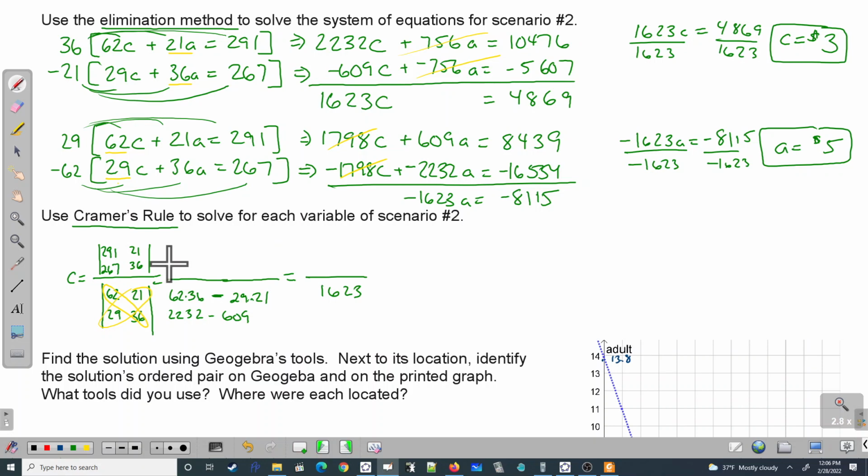Up here, you'll take 291 times 36, the upper left to the bottom right diagonal. You'll multiply. You know what? Let me put parentheses around these because I have a feeling people will think those are decimal places. And you'll multiply it by 267 times 21. These numbers happen to be 10,476 and 5,607. And yes, it works out to be 4,869, which is how you come up with the $3.